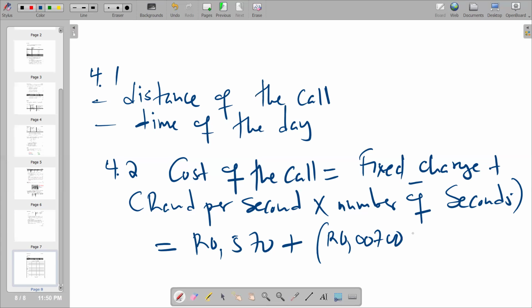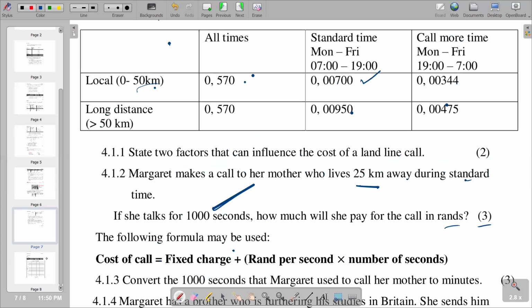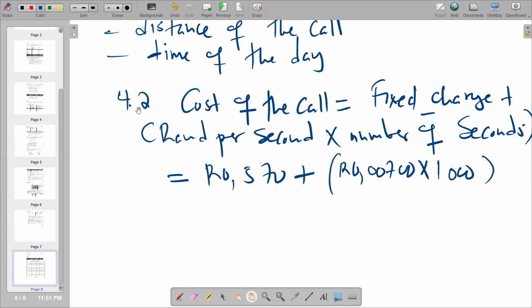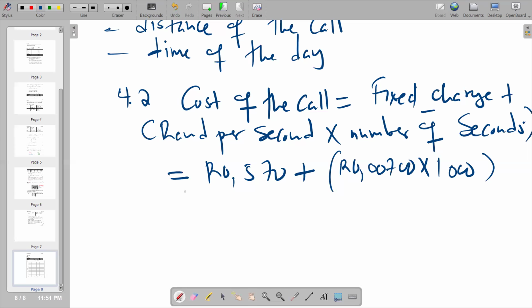And then we multiply by the number of seconds. If you refer back, you see that the number of seconds that we are given is 1,000. So we multiply by 1,000. So we close our bracket. So we calculate it from that form, and we see what we get.